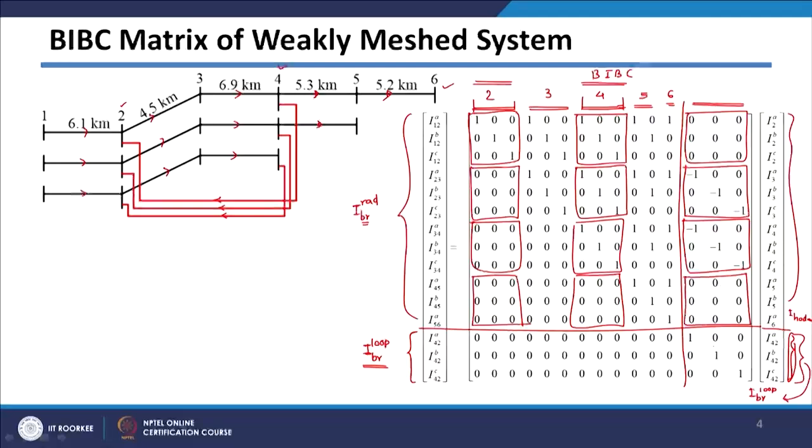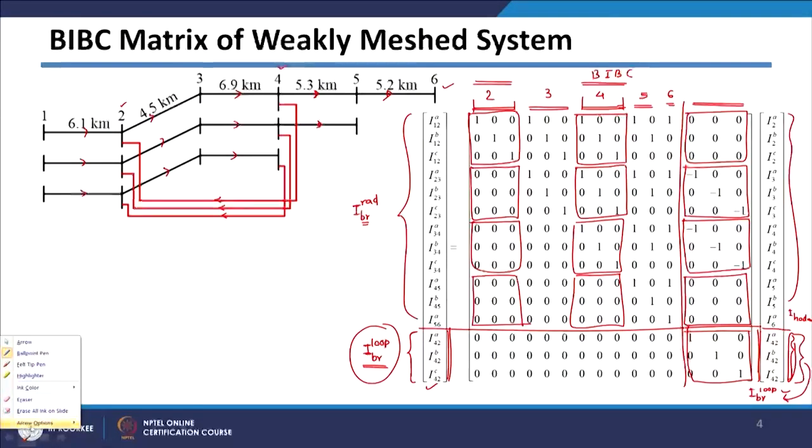Since we have the same loop currents on this side and also on this side, there will be just a diagonal matrix of 1 1 1 to equate the same quantities on this side and the same quantities on this side. So, this is basically your BIBC matrix of the weakly meshed system.